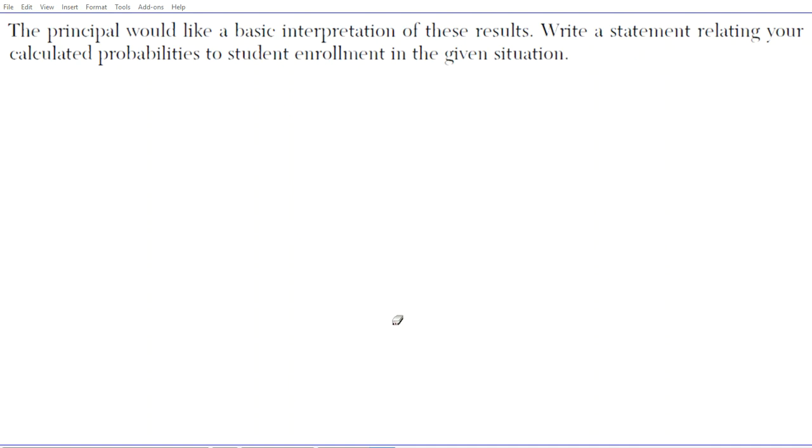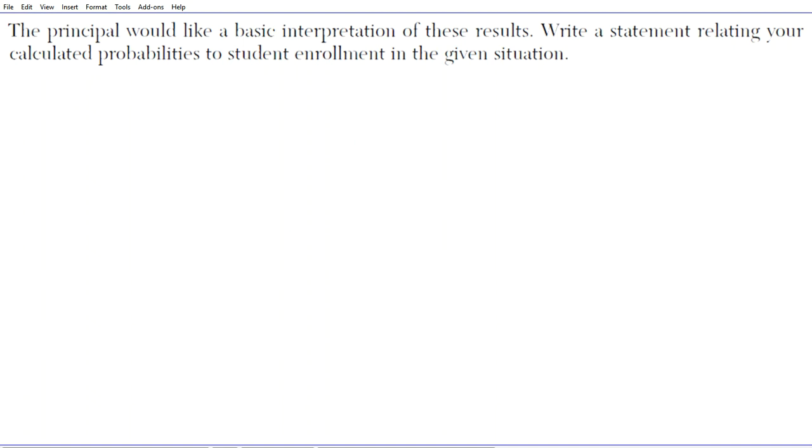Alright, so let's take a look at the second part of question 35. It reads, the principal would like a basic interpretation of these results. Write a statement relating your calculated probabilities to student enrollment in the given situation. So basically, what does that 82.6% result we got in the previous part mean? We just want to write it in a sentence.